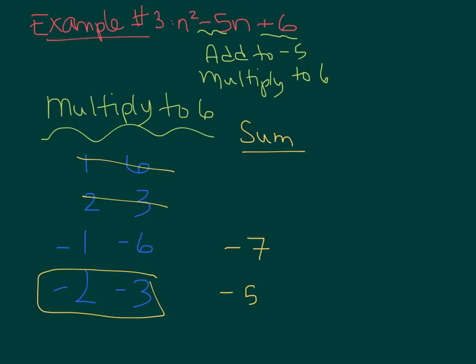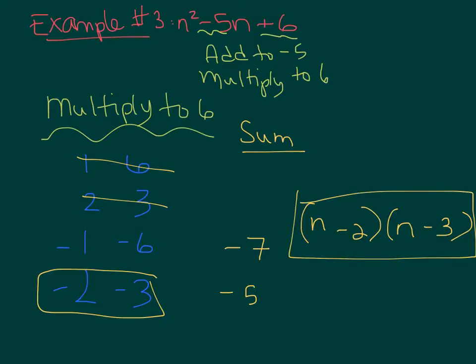So the way that you're going to write the answers here, you're going to start with n and n. Then you're going to put in -2 and -3, and that's your answer for that one. If you want to go back and double check using the FOIL method, feel free to do that just to prove to yourself that it does work.